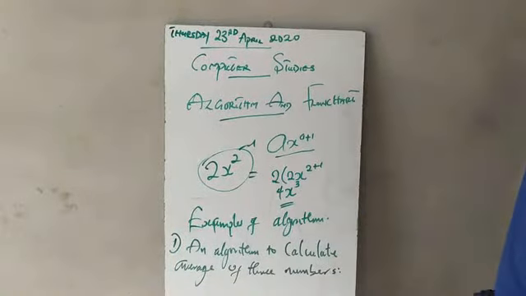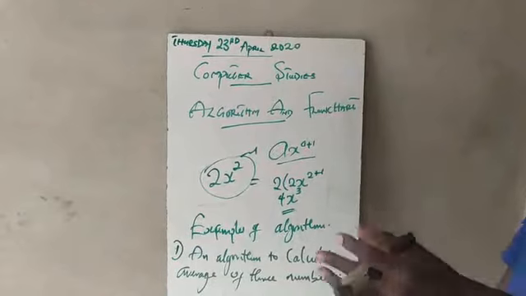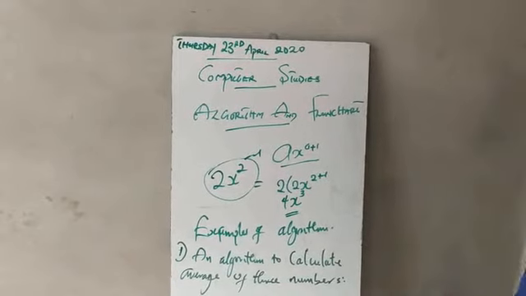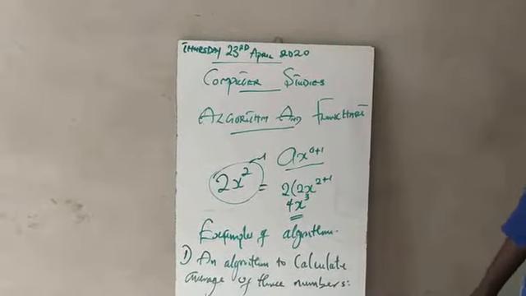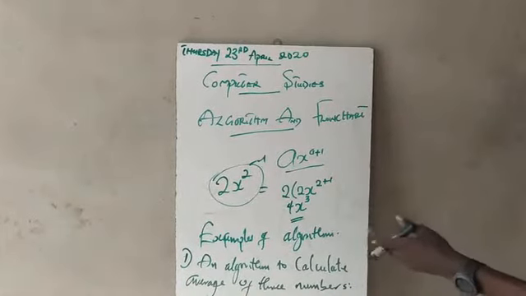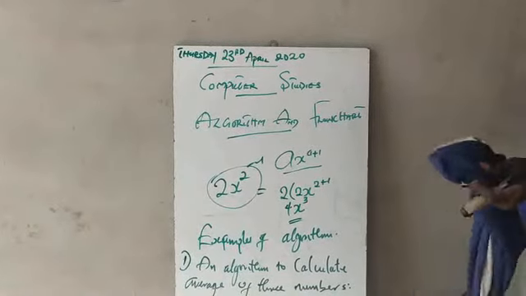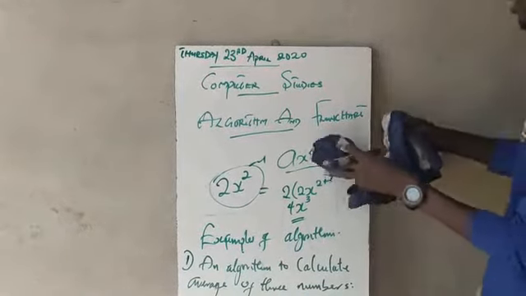Right. So we have examples of algorithm. For example, just as I said, the algorithm is step by step of solving a problem. Now we have examples of algorithm. Number one, an algorithm to calculate average of three numbers. How do you do that?